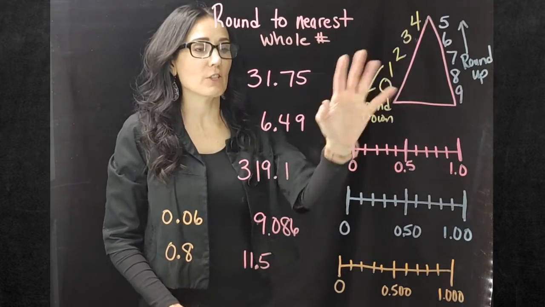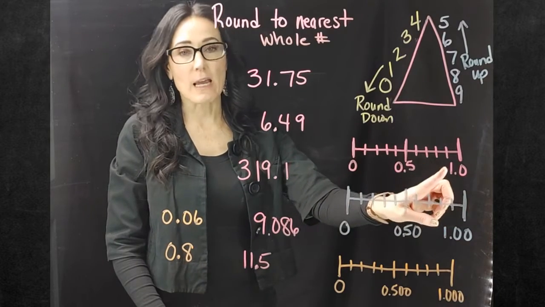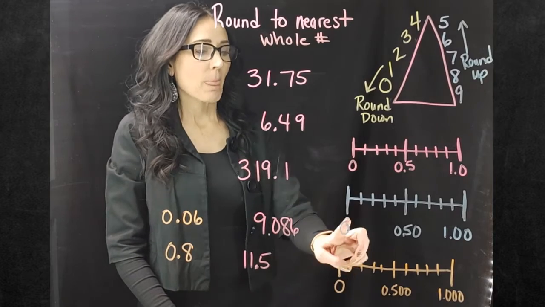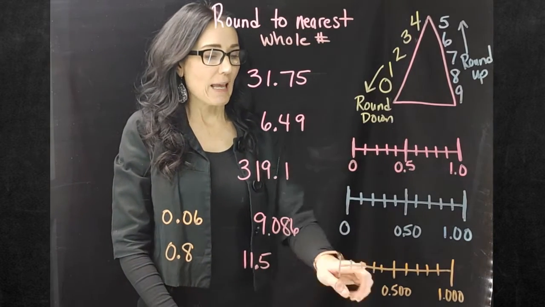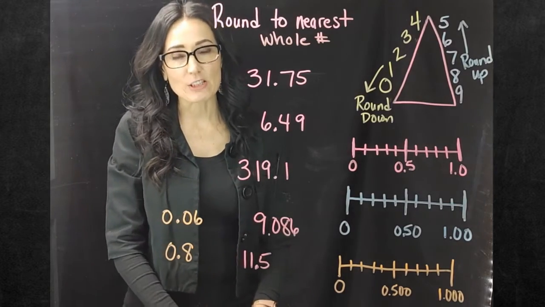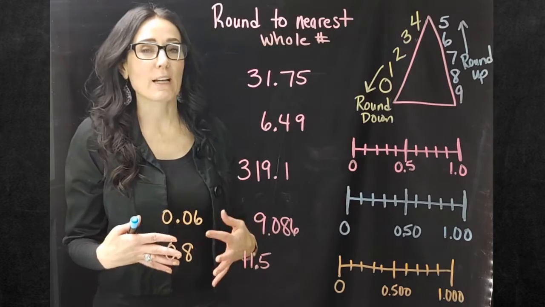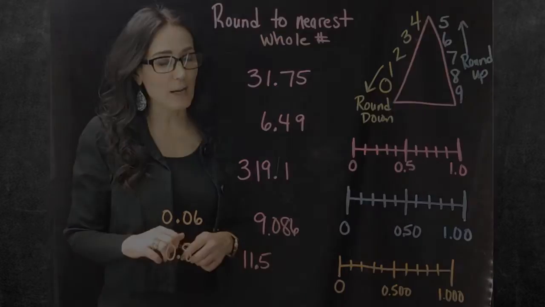So we're going to use this visual as well as these number lines here. This one is for tenths. It's from 0 to 1, showing all the tenths place. This is 0 to 1 also, but it's showing the hundredths, and the one on the bottom is showing thousandths. So we're going to use that to give us a good visual model so we can actually round these and see why we round them up or why we round them down.